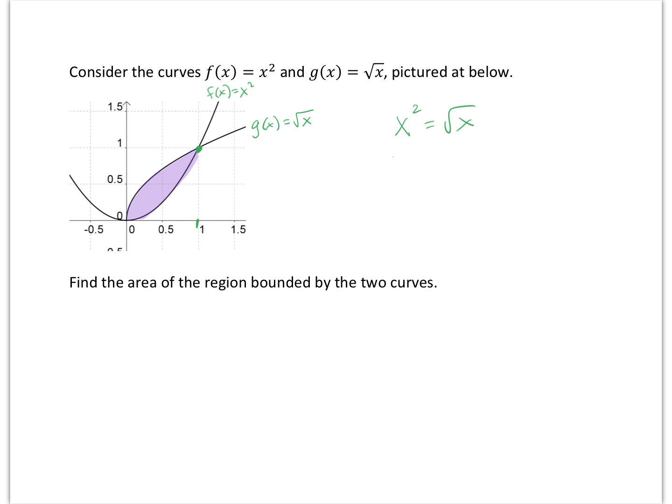And I'd square both sides. I'd get x to the fourth equals x. So x to the fourth minus x equals 0. Factor out an x. And I get x equals 0 and x equals 1 are the two places where these two graphs cross. Okay, so 0 and 1 are my bounds.